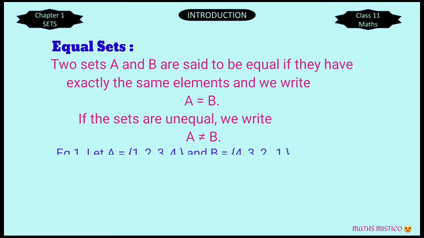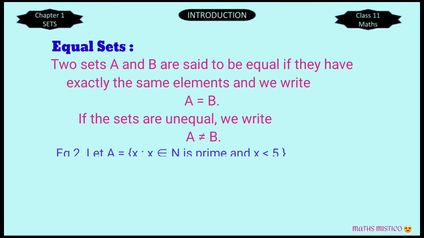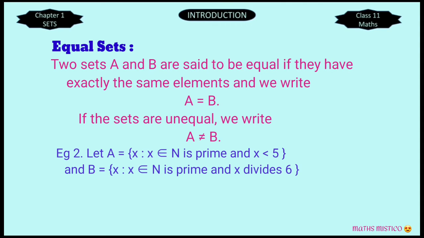Like if we take A equal to {1, 2, 3, 4} and B equal to {4, 3, 2, 1}, then A is equal to B. But if C is equal to {2, 3, 4}, then we can say that A is not equal to C, as C does not have the element 1. Similarly, if A is a set of all prime numbers less than 5 and B is a set of all the prime factors of 6, then A is equal to B because A is {2, 3} and B is also {2, 3}. So if you know the roster form of a set, it is easy to compare the sets.